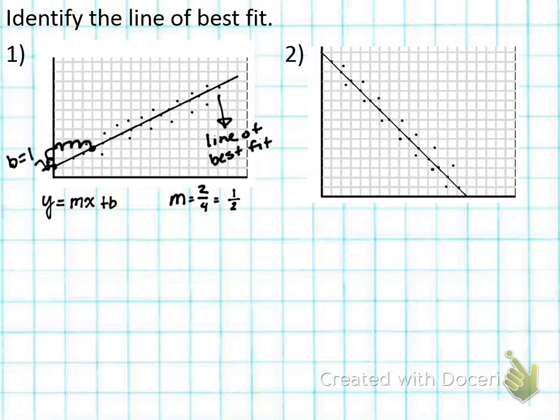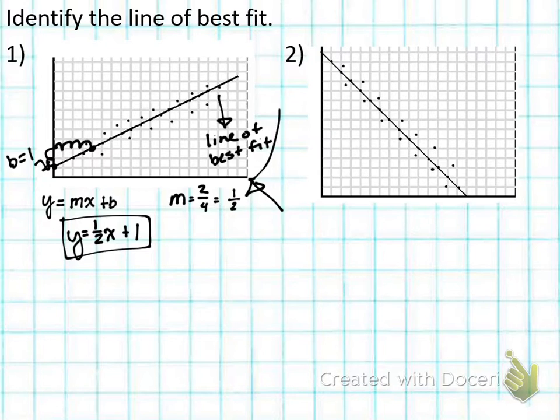So if I were to write this into our equation, y is equal to 1/2 x plus 1. Okay, that's the equation of this line. And what is this telling me? It's telling me that this data is increasing at a rate of 1/2. So if I were to predict something way out on the x-axis, I know it's going to be half as high as it is far to the right. So it gives me a bit of a prediction.